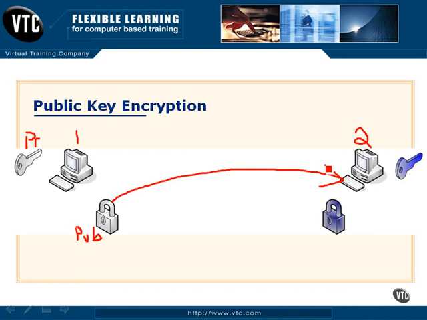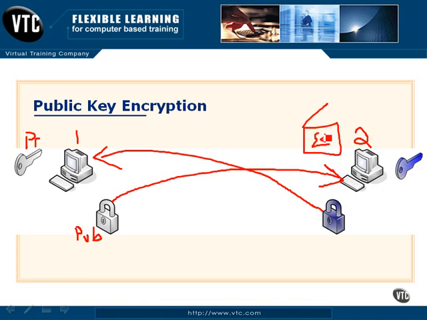Now, this is commonly referred to as a one-way hash, meaning that you can scramble it, but you can't unscramble it using the same technique. Now, once computer 2 receives my public key, it will then send me its public key. And then the data communication will start with computer 2 encrypting any data using my public key. And it will pass that over to me.